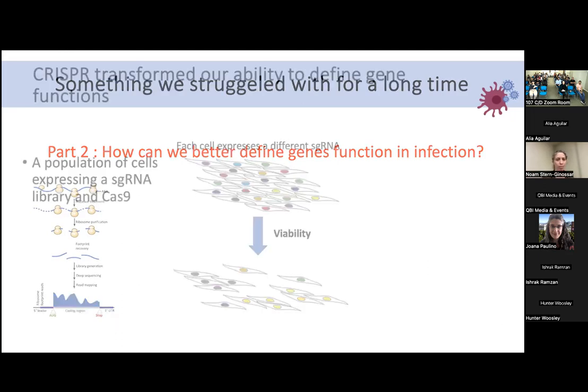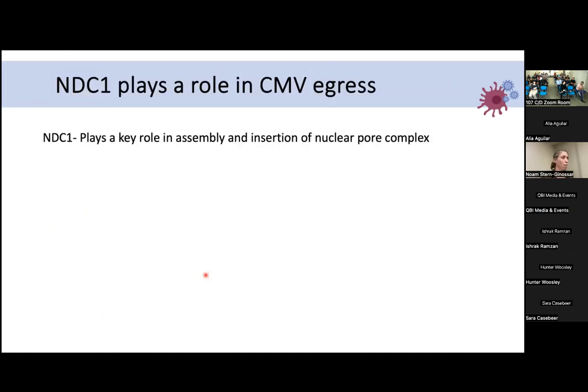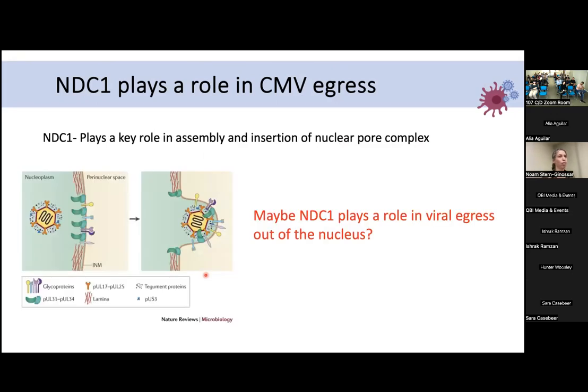Okay, so what really transformed our ability to define genes in the nuclear membrane. CMV, like all other herpesviruses, has a unique process of nuclear egress. Herpesviruses build their new capsids, which are huge, in the nucleus, and then these capsids need to egress out of the nucleus. It's thought to be a viral-dependent mechanism, so there are a few viral, highly conserved herpesvirus proteins that are important for this process. Since NDC1 is important for nuclear pores, and we saw that it has an effect on the secretion, we were wondering whether it plays a role in this process, and indeed it does.